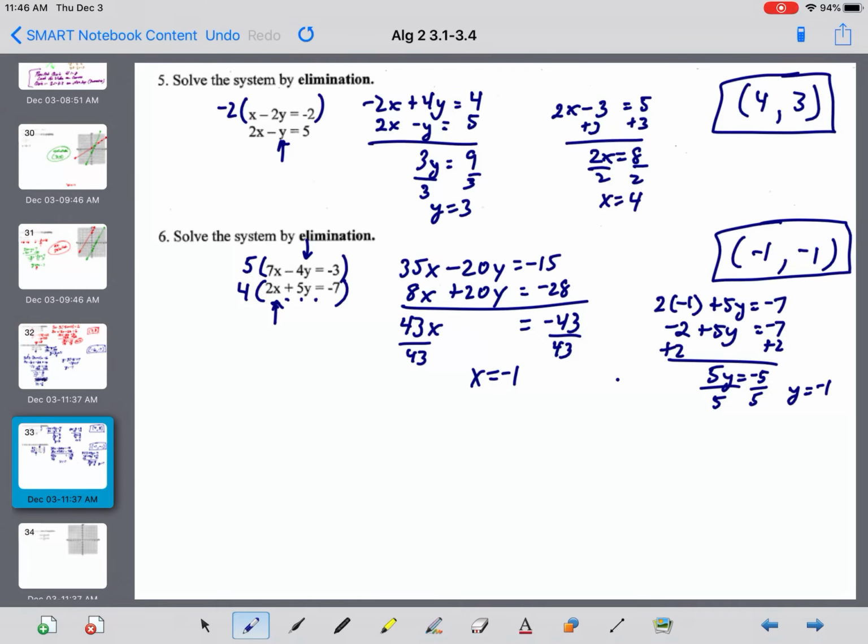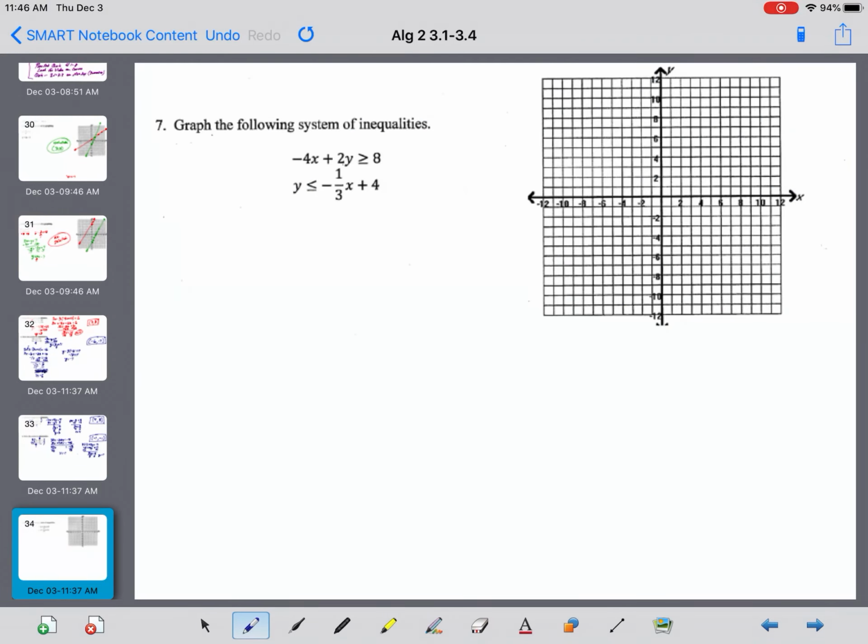Absolutely. All right, the last 2 questions on the practice quiz are going to be graphs and shades and figure out the overlaps. So looking at those 2 questions, the first inequality in number 7, we're going to have to work up a little bit.